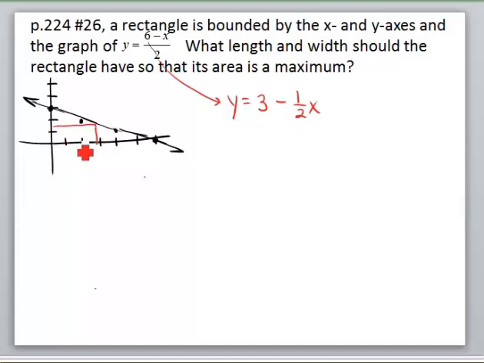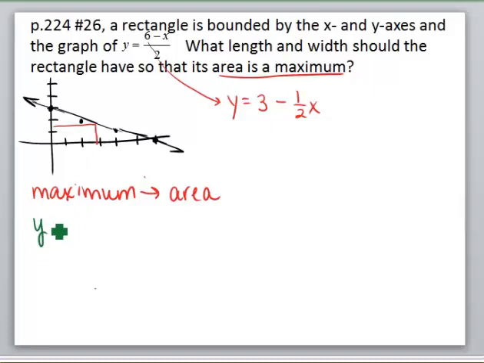So there's my rectangle. What we're going to be doing is we're going to be maximizing the area, which is the strategy that we use. We locate what we are going to be maximizing or minimizing first. So we're going to maximize the area. I'm going to come up with the two equations. Y equals, I already have one of the equations that's right here, 3 minus 1/2 x. And then the second equation is the one that I'm supposed to be maximizing or minimizing. So I'm going to maximize this area of the rectangle, which would be x times y, or length times width.